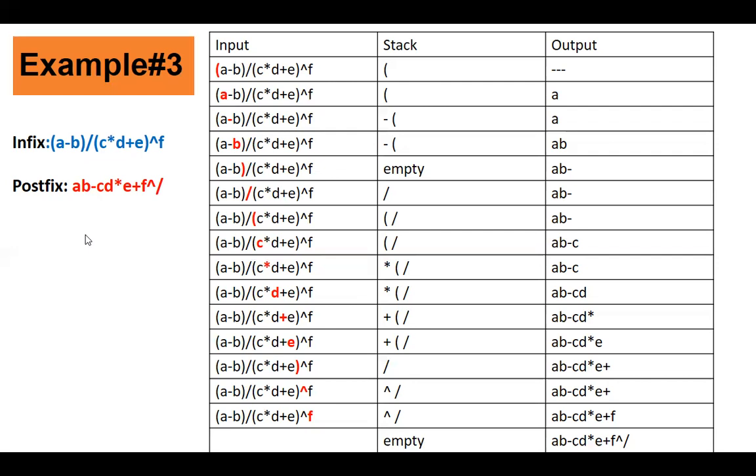The concept is very simple. You just need to read the input one by one, and check it. If it is an operand, add it to the output. If it is an operator and the stack is empty, just add it onto the stack. And if there is already an opening bracket, directly add it onto the stack. If you come across a closing bracket, pop out all the symbols from the stack, add them to the output, till you come across the opening bracket. And then you discard the opening bracket as well as the closing bracket.